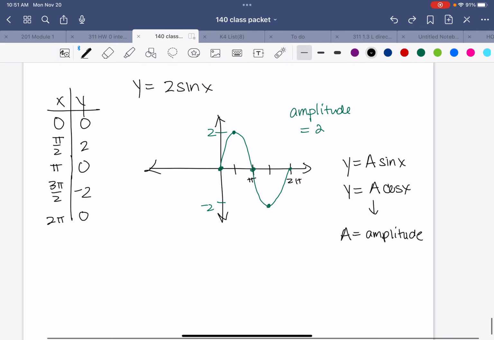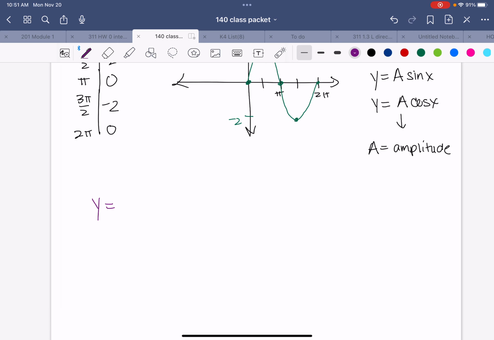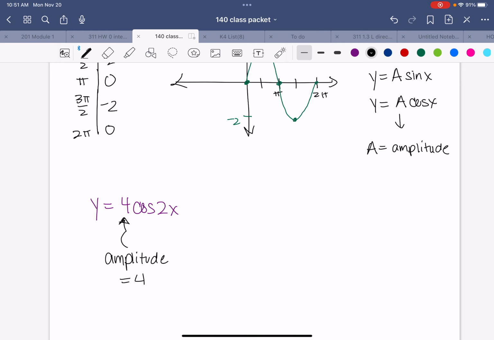Okay. So if I had y equals 4 cosine of 2x, this number right here tells me that the amplitude is equal to 4. And this number is going to tell you that the period changes.